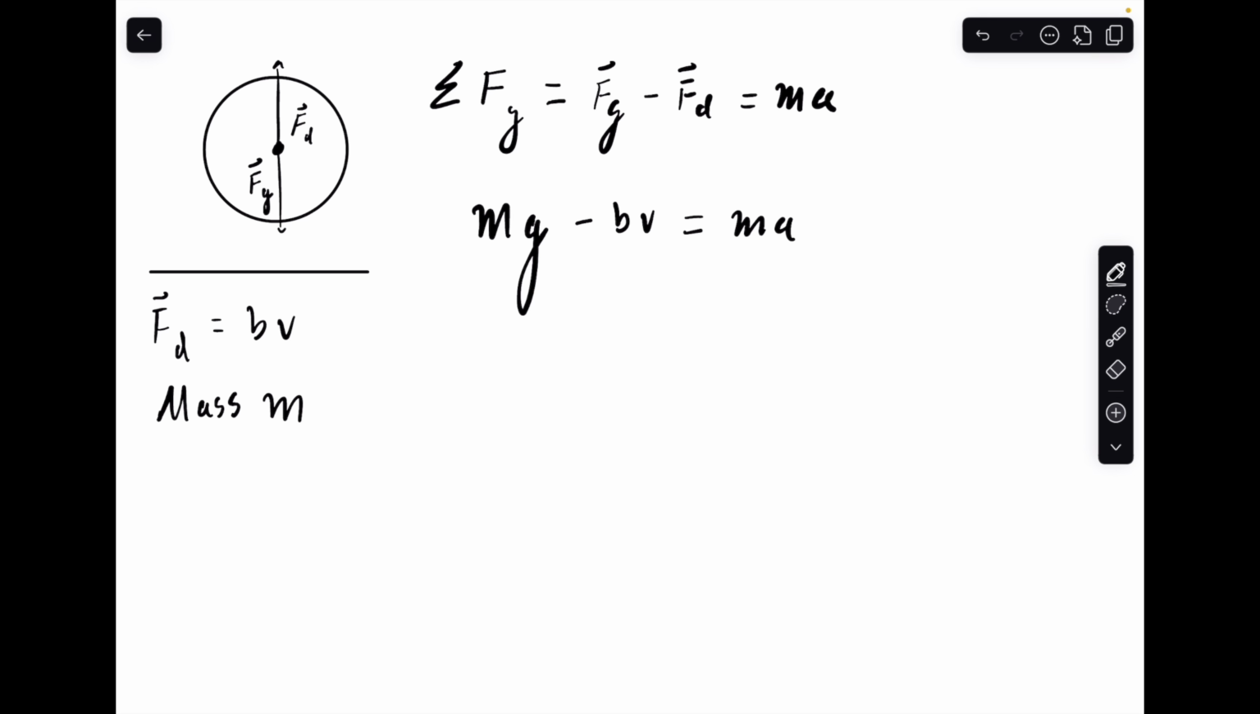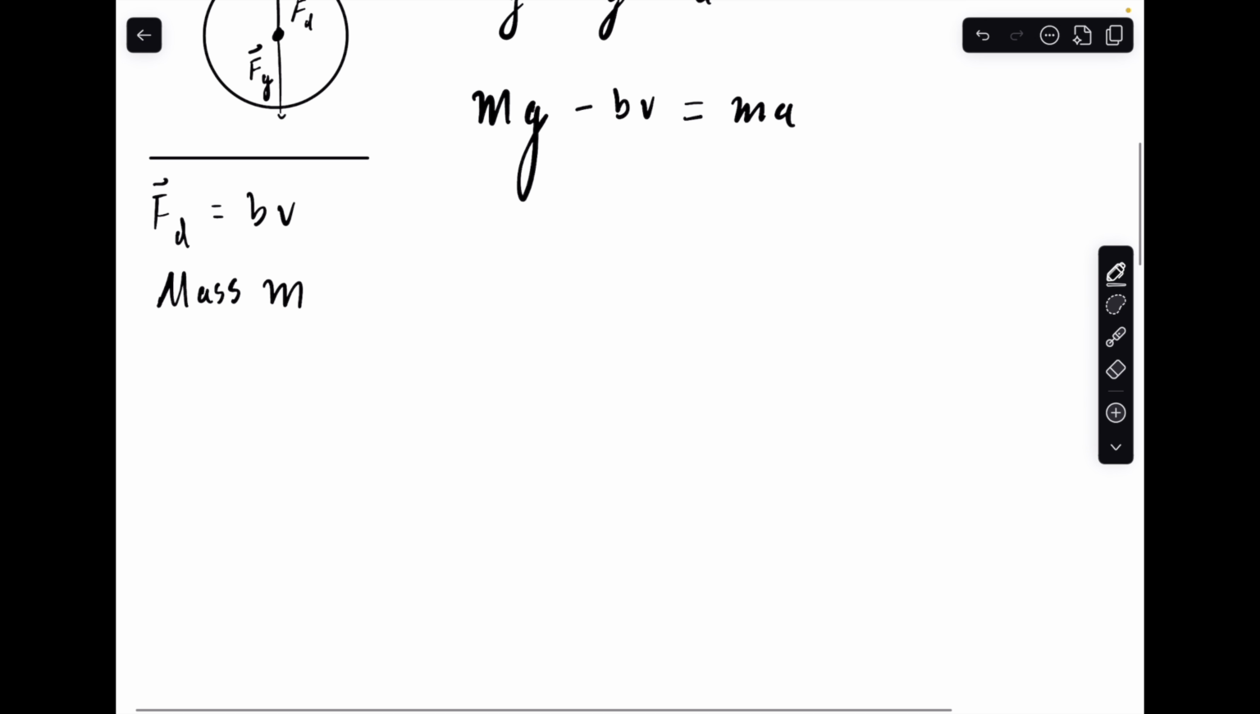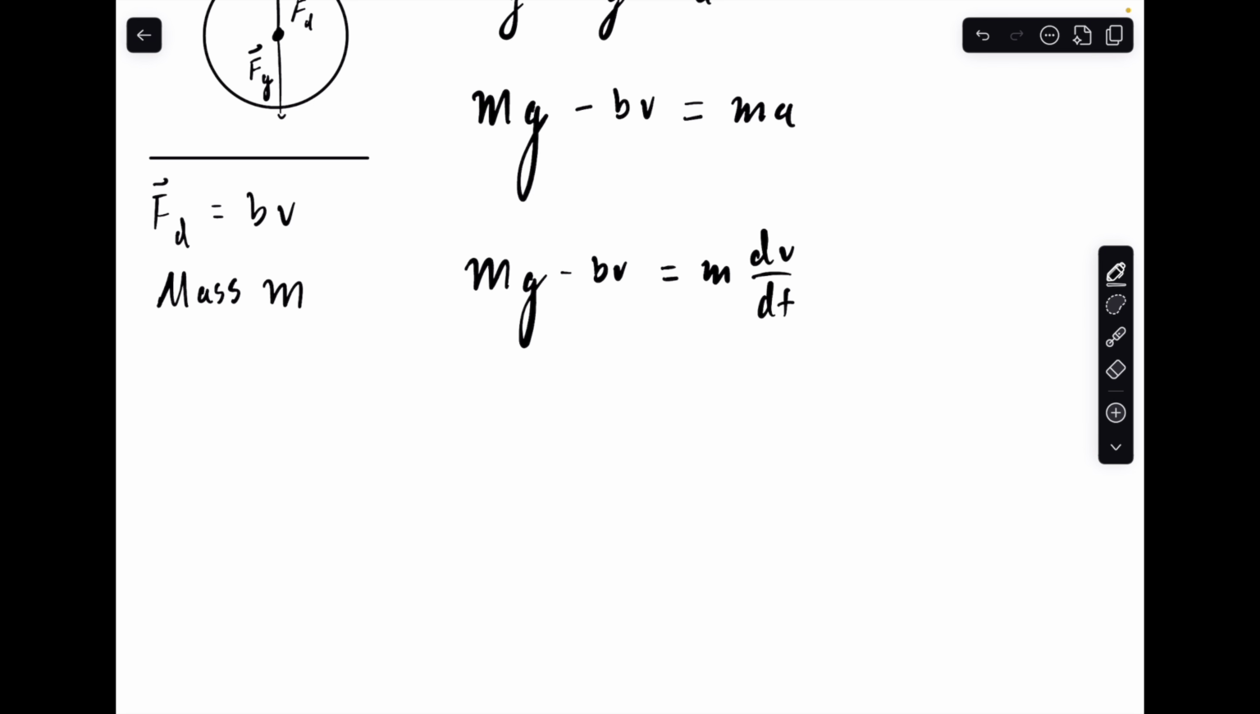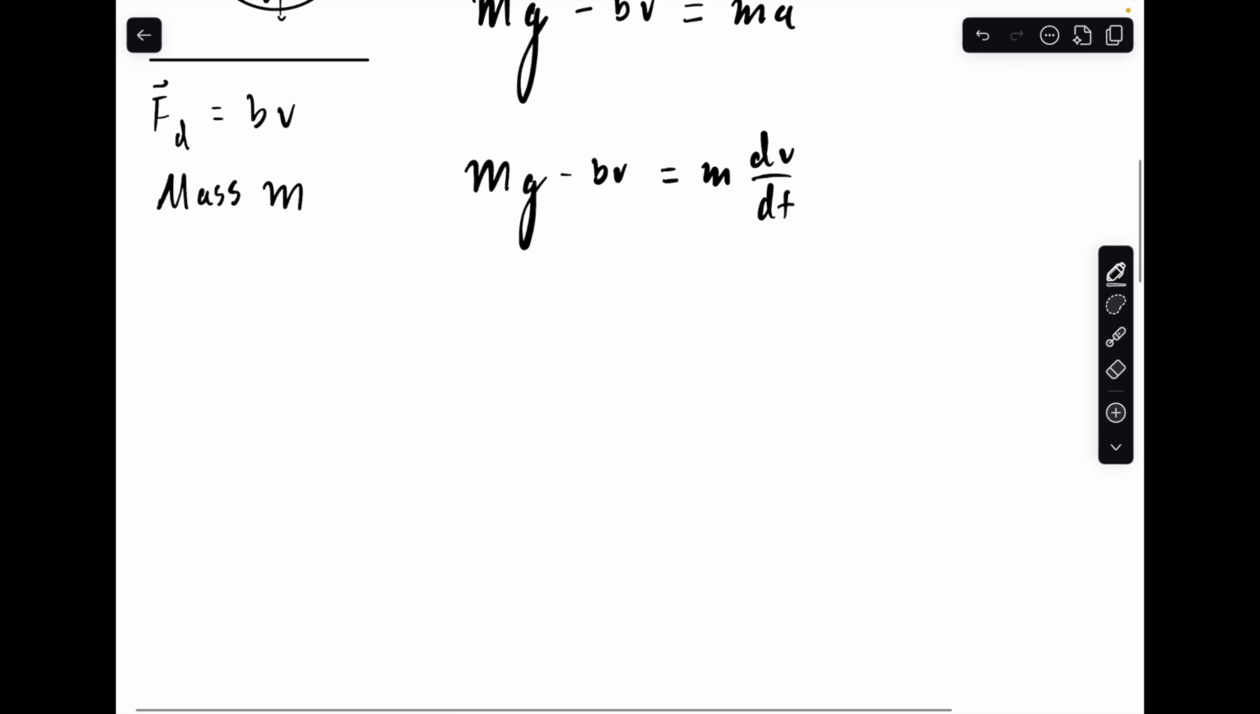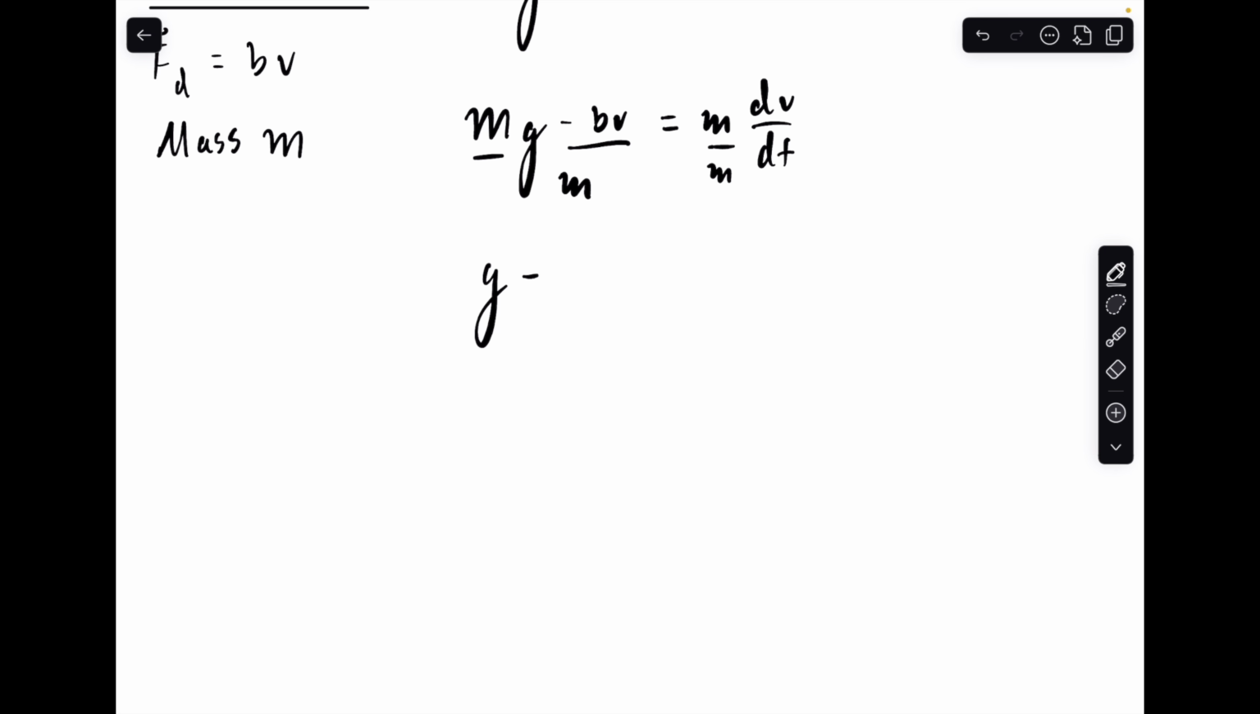And you might be thinking, okay, well, where does the differential equation come into play here? I'm about to show you. This is where it comes into play. mg minus bv is equal to m, and a is the derivative of velocity, which is dv/dt. Now I have a differential equation with dv/dt, meaning I can solve for v as a function of time. But I want to simplify this a little bit more, so I'll divide both sides by m, right? And I'll get g minus bv divided by m is equal to dv/dt.